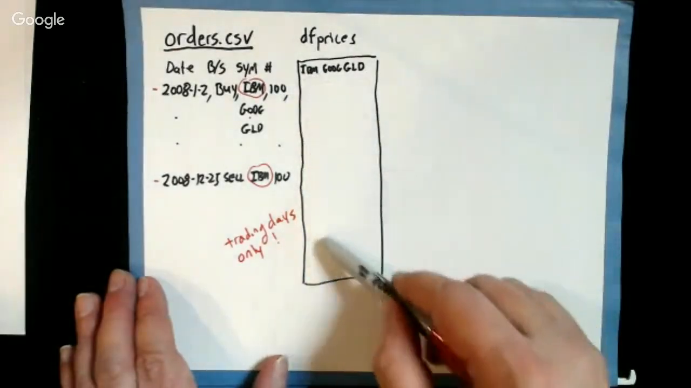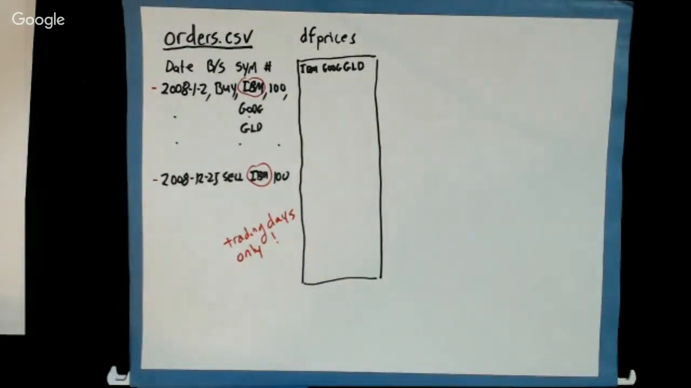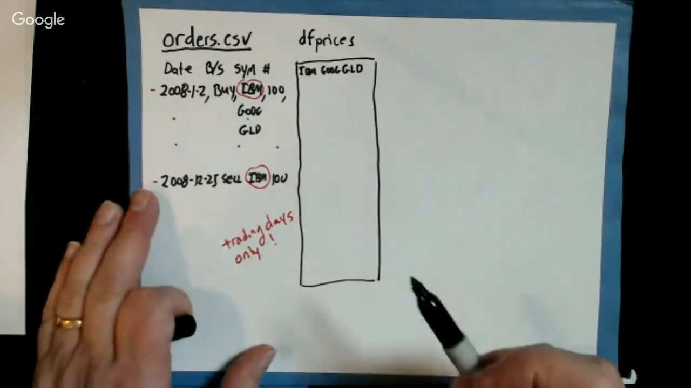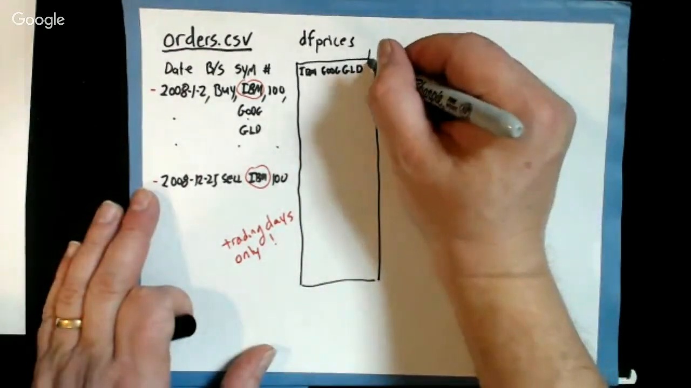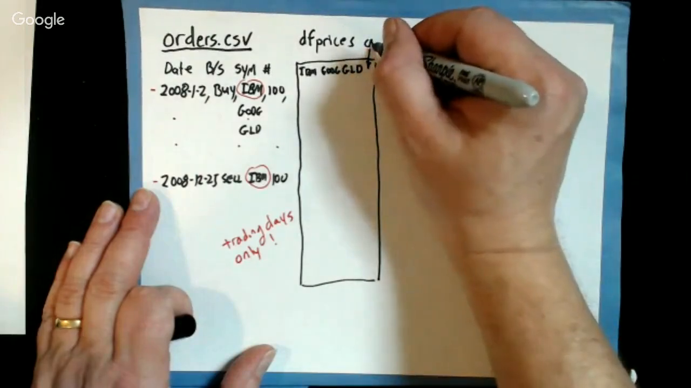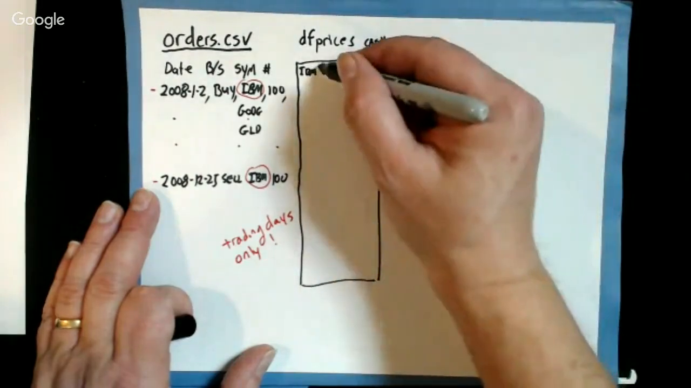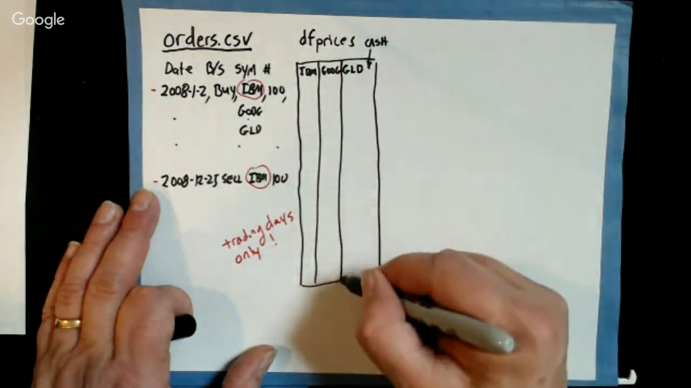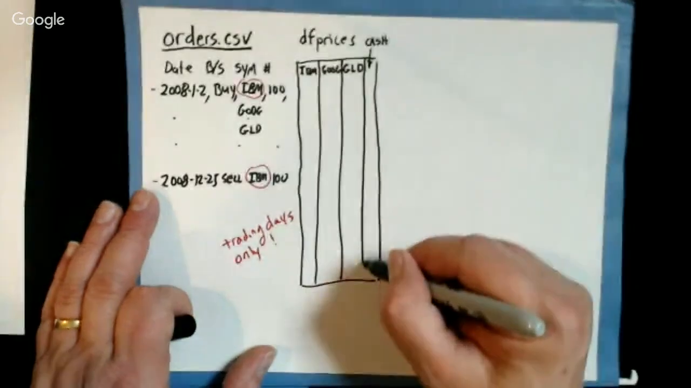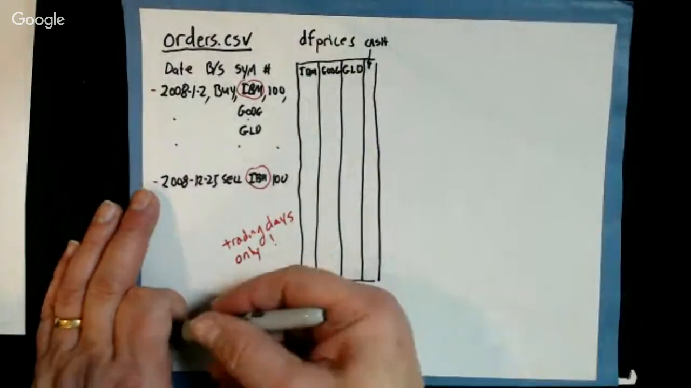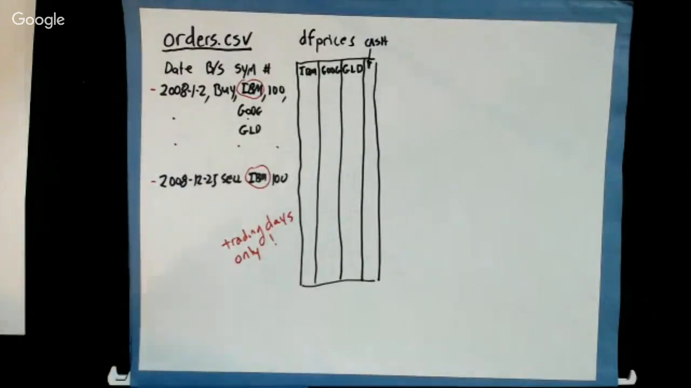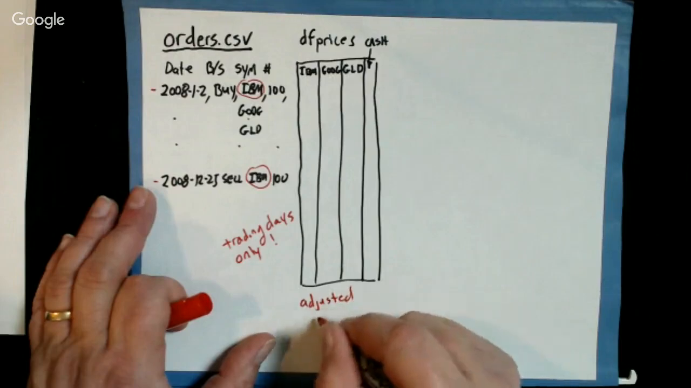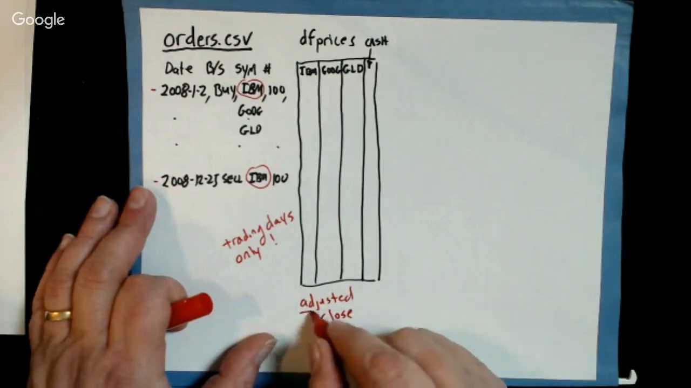We'll have a price for each trading day. Now, there's one additional thing I want you to add to this prices data frame, and it'll make sense a little bit later, but I want you to add one more column here called cash. So in this example, we'll have 4 columns of prices: IBM, Goog, gold, and cash. And these should be adjusted closing prices. That's very important. Make sure you use adjusted close.